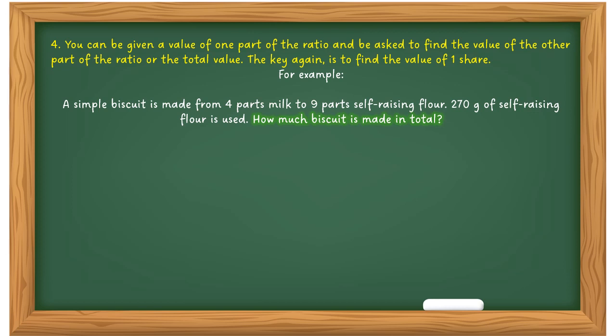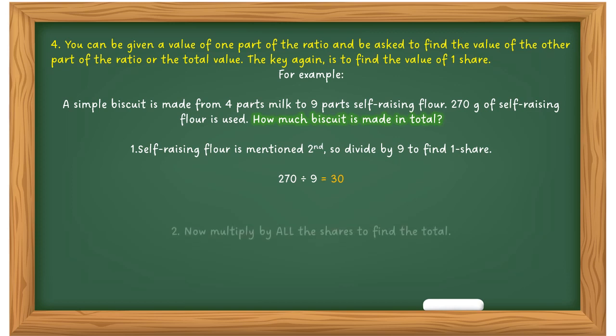270 grams of self-raising flour is used. How much biscuit is made in total? Again, they are giving you the value of the self-raising flour, which was mentioned second. So that has 9 parts. So you have to divide by 9 to find the value of 1 share. 270 divided by 9 gives you a value of 30 for 1 part, 1 share.